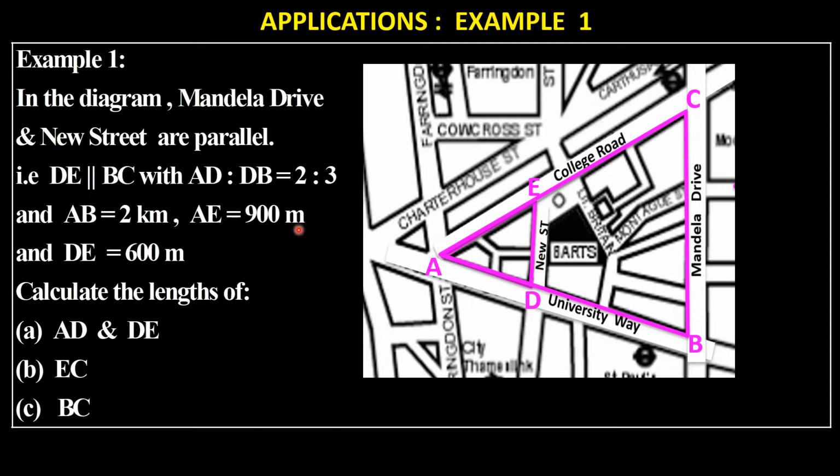AD is to DB, that is going to be 2 parts, and that is 3 parts. The whole AB length is 2 kilometers. AE is 900, so that's 900 meters. And DE, this little portion here in New Street, is 600 meters. And there are some lengths that we have to determine. In the next slide, we're going to complete the solution, but you can see a very simple application there.